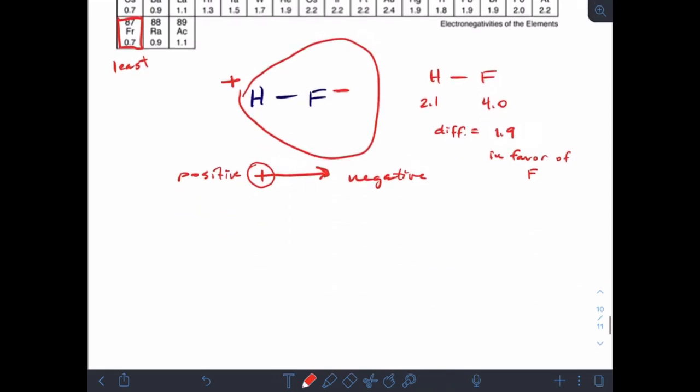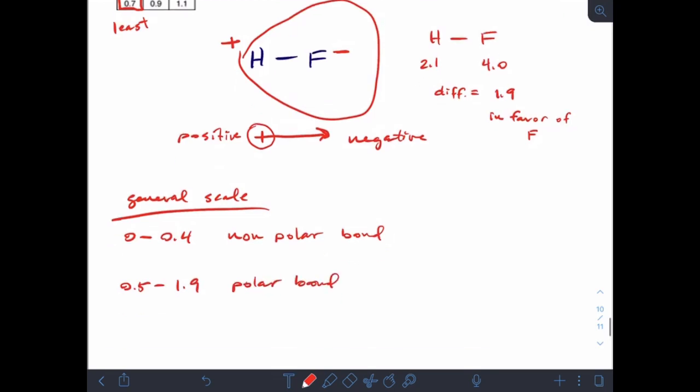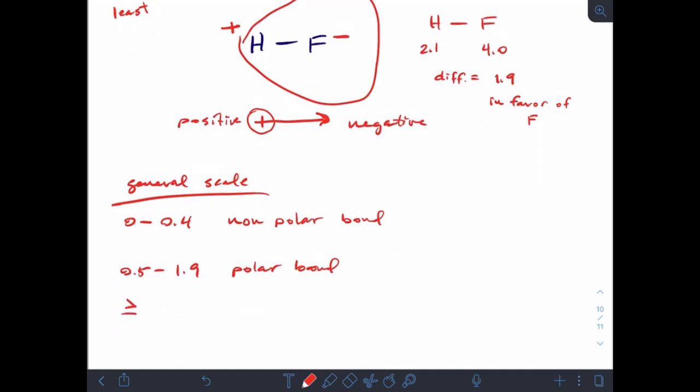We have basic regions for deciding whether a bond is nonpolar, polar, or ionic based on this difference in electronegativity. The general scale is: if your difference is between 0 and 0.4, you have a nonpolar bond. If the difference is 0.5 to 1.9, you have a polar bond. And if your value is greater than or equal to 2, you have an ionic bond.